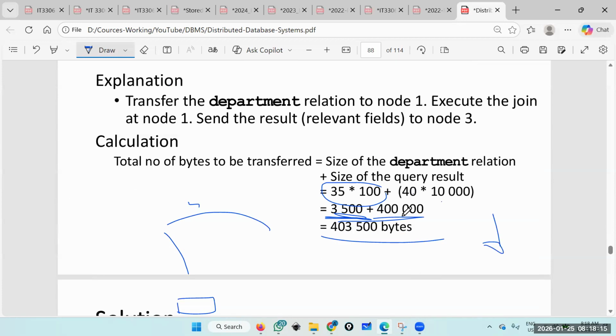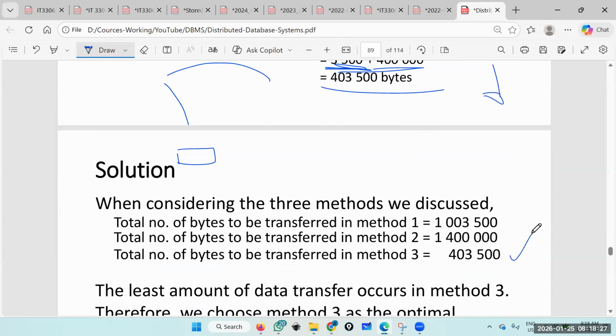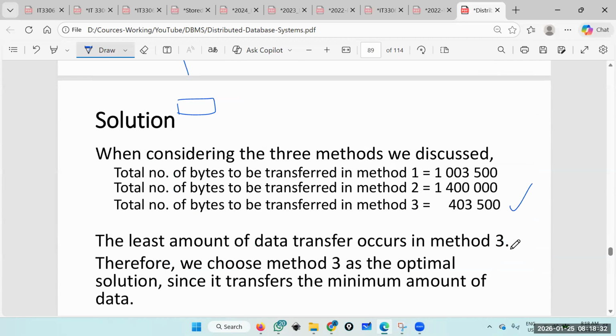So therefore, what is the optimum solution? Take department details to employee, do the processing, and take the result. Okay, so therefore, the third approach is the best. So in general, the approach is to identify where we need to have the least data, take that to where we need the most amount of data, then do the join and get the result.